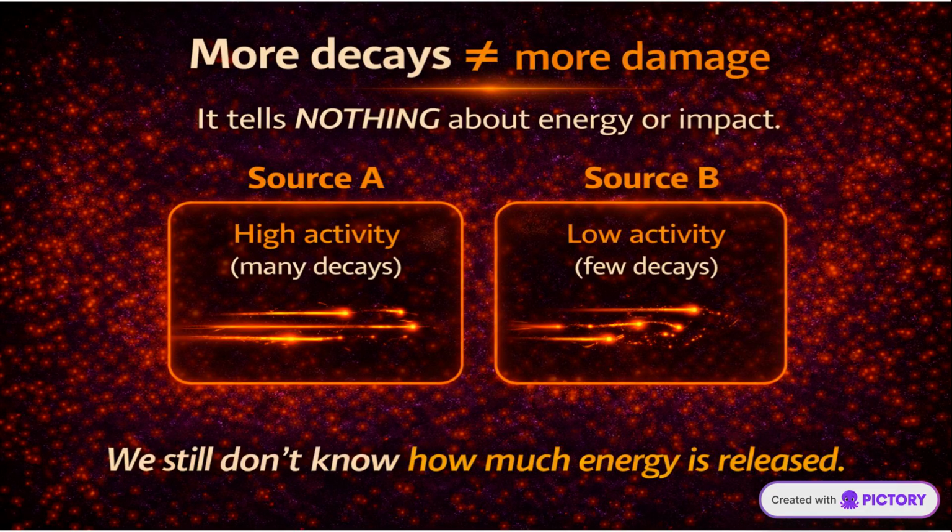But here's the critical limitation. More decays does not mean more harm. Imagine two sources. One emits many low-energy particles. Another emits fewer but highly energetic particles. The first may have higher Becquerel, but the second could be far more dangerous. Why? Because Becquerel tells us nothing about energy, and nothing about biological impact. It only tells us how often events happen, not how significant they are.